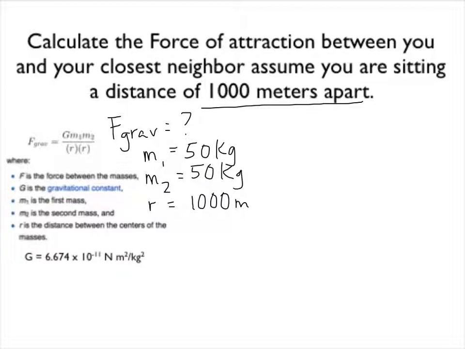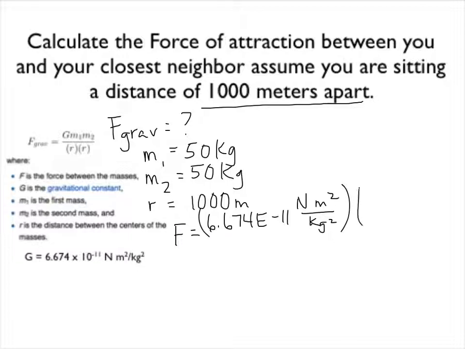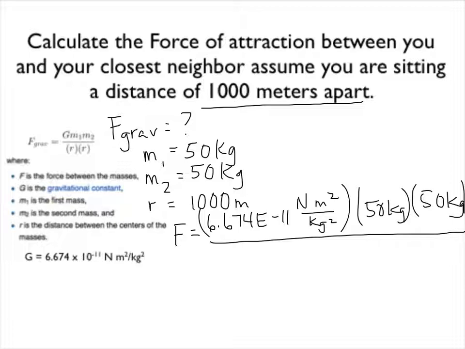And so if we plug those into our formula, we have F equals G, 6.674 E negative 11 Newton meters squared per kilogram squared, times mass 1, 50 kilograms, mass 2, 50 kilograms, divided by R. So R now is 1,000 meters. We're going to do that twice, so we have that R value squared.